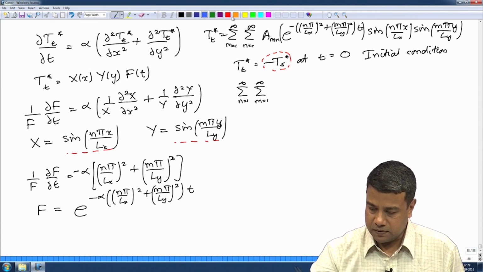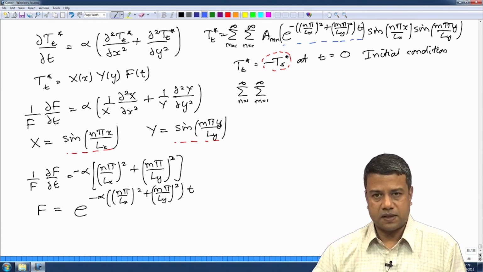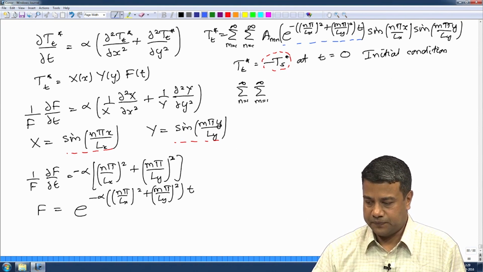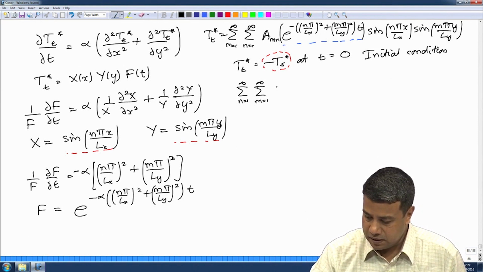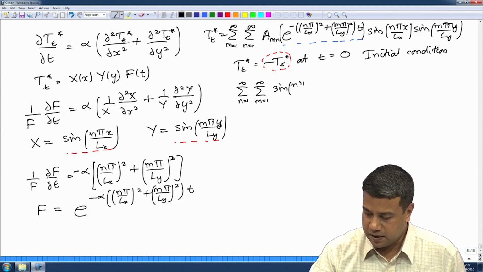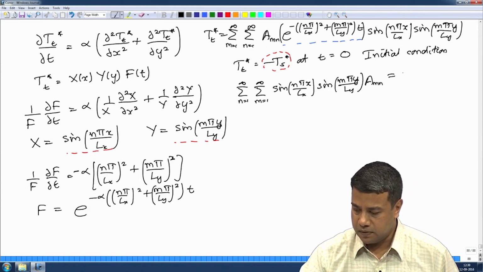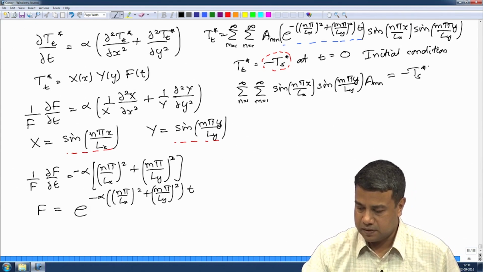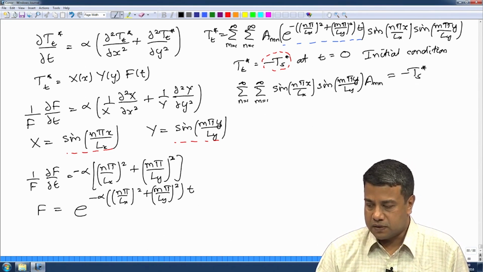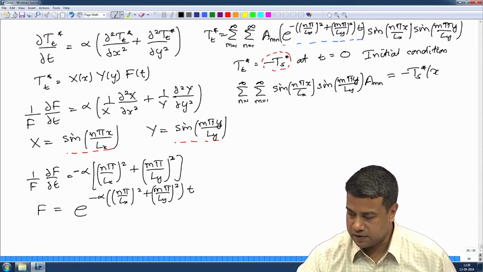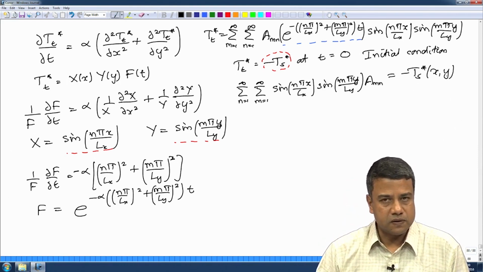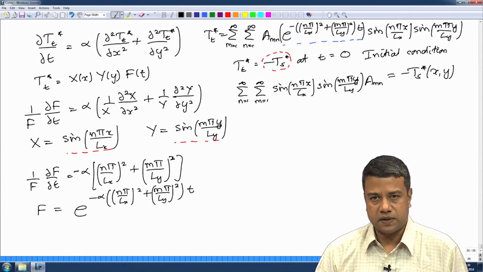At time t is equal to 0, this entire exponential is just equal to 1 because time is equal to 0, e power 0 is 1. So, I will just get sin n pi x by Lx sin m pi y by Ly into a m n is equal to minus the steady solution. And I have to use orthogonality relations. I know the steady solution is a function of x and y. I have to use the orthogonality relations in order to determine the coefficients a m n. How do I do that?